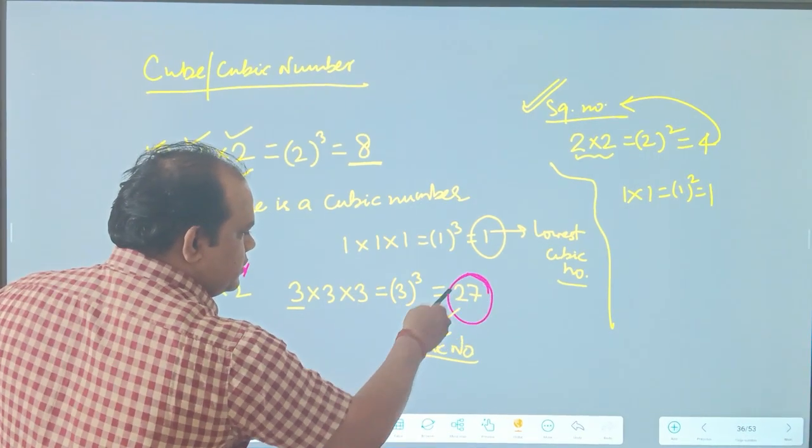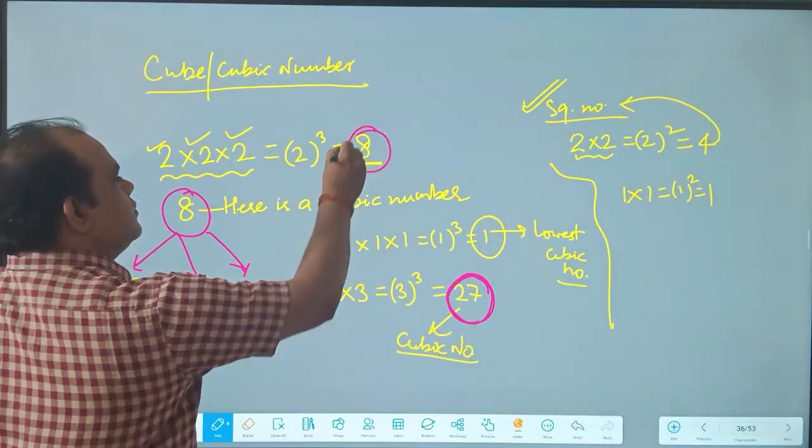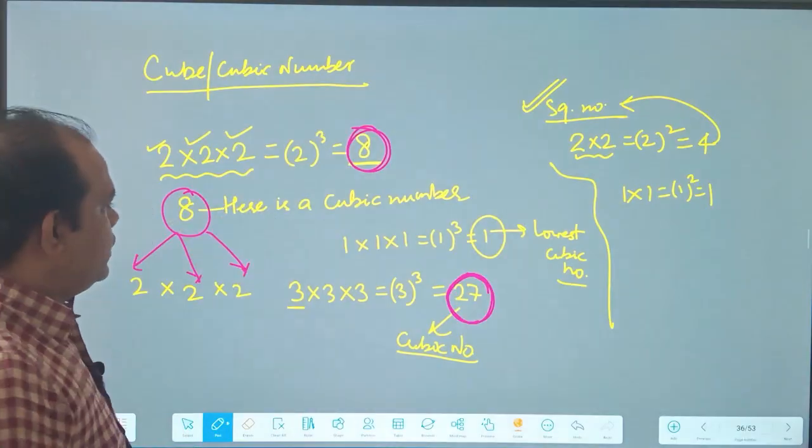The cubic number is this one. This is what we call the cubic number.